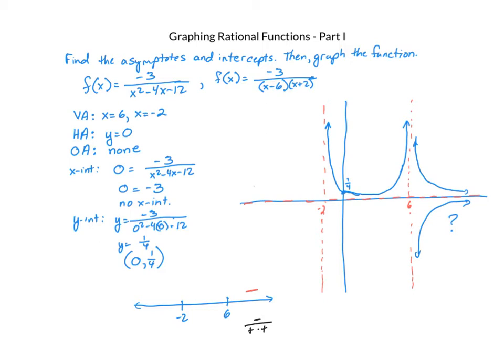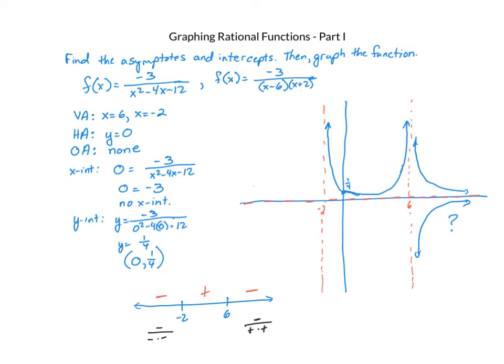Similarly, you pick a number between -2 and 6 and you'll get a positive value. Oh, and notice how it confirms what we knew, that the graph is up here. And to the left of -2, we can substitute in a value like -10, and you'll find that you have a negative over a negative times a negative, which is again negative.